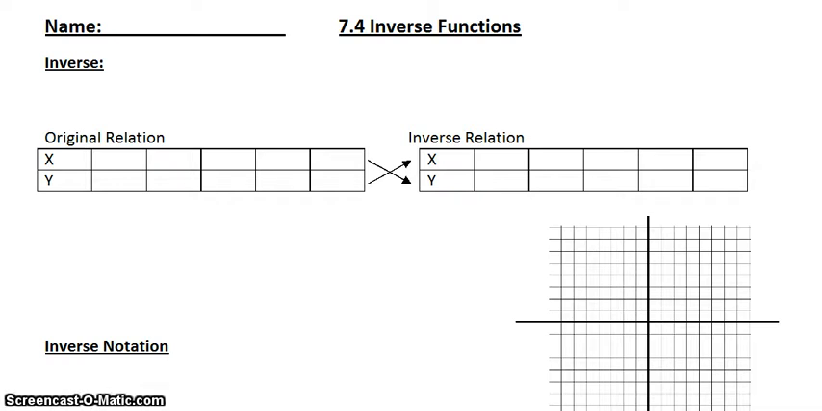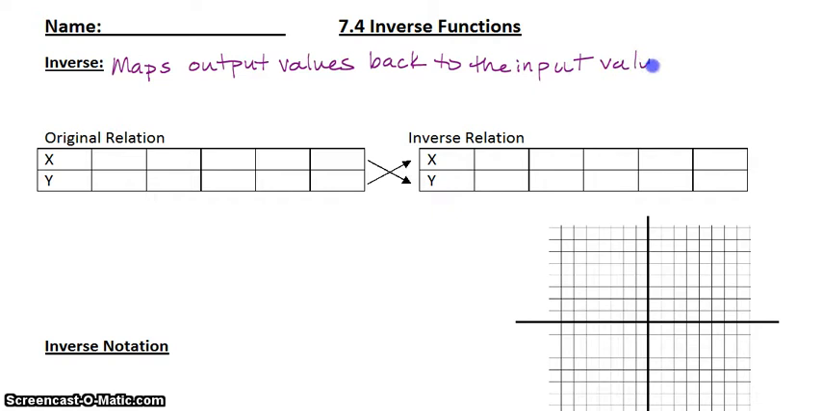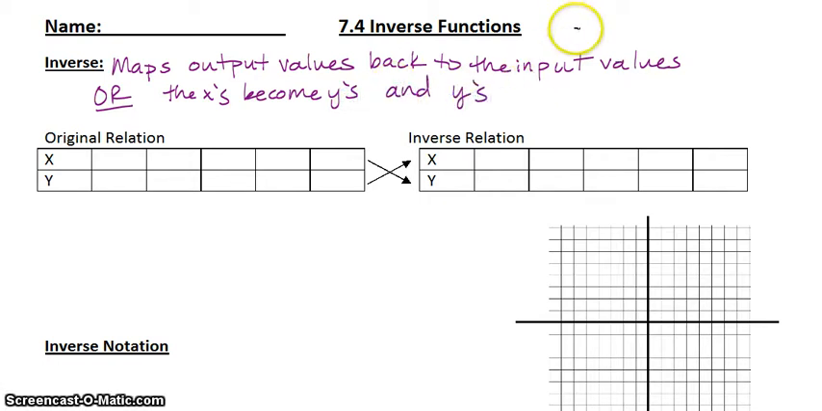So, you should know an inverse, the official definition is that it maps the output values, which are the y's, back to the input values. So let me tell you, my Miss Olson specialty unofficial definition is the x's become the y's and the y's become the x's. So that's what's happening. An inverse is where the x's and y's switch places, basically.